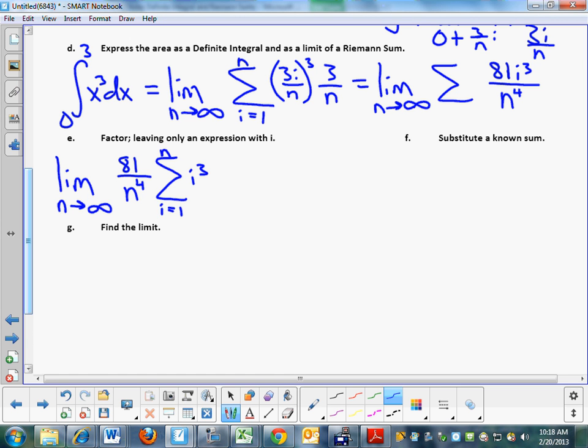Now, just to understand notation, if I'm going to let this go to infinity, I've got to have n's, right? But I don't. I've got i's.